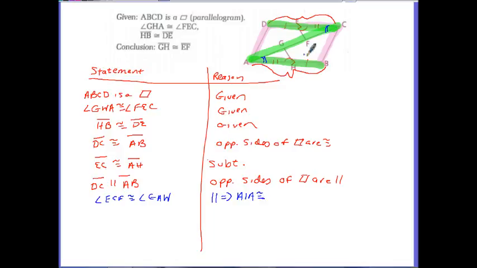Now, looking at my triangles here, I see that my triangles have an angle side angle for my congruency. So let's go ahead and state congruent triangles. Triangle ECF is going to be congruent to triangle HAG. The reason is ASA, which means that GH is going to be congruent to EF by CPCTC. And we're set. Remember, in order to state that those alternate interior angles are congruent, you have to have those parallel lines first.